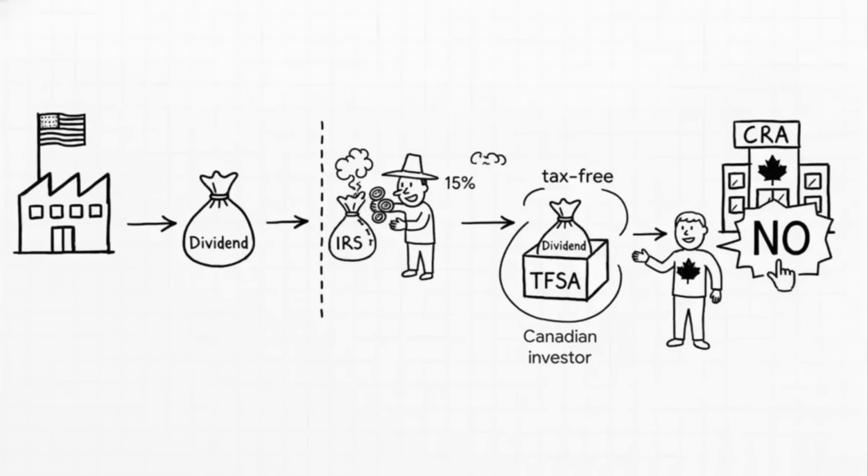If you held that stock in a non-registered account, the CRA would give you a foreign tax credit. Basically, the CRA says, we see you paid 15% to the US, so we will reduce your Canadian tax bill by that amount. It washes out, but because the TFSA is tax-free, you file no tax return for it. The CRA says, you didn't pay us any tax on this money, so we certainly aren't giving you a credit for tax you paid to someone else. The money is just gone, vaporized.